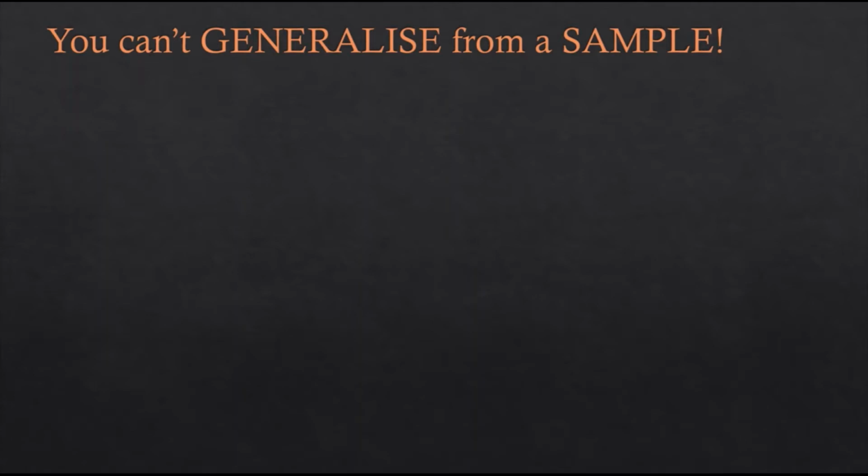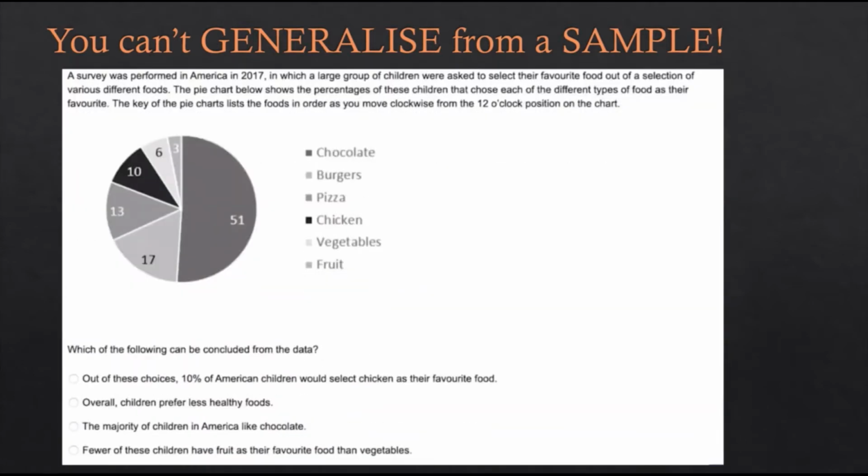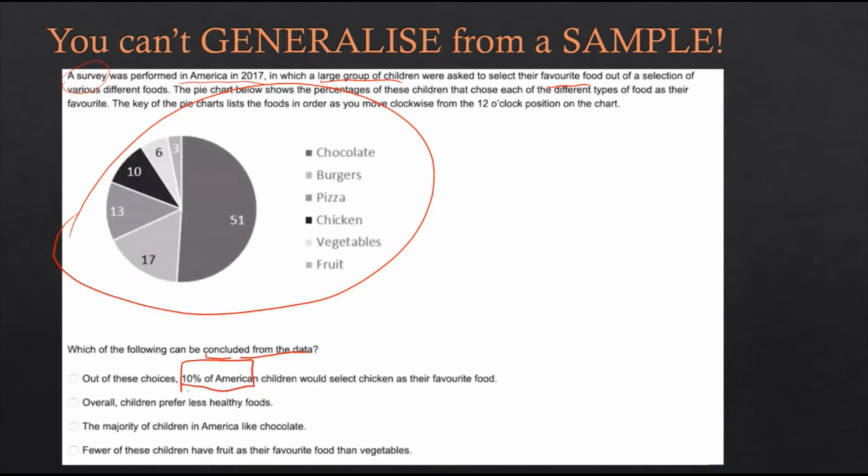You cannot do that. For example, in the example provided, we're being told that a survey was performed in America in 2017 in which a large group of children were asked to select their favorite food. And we've been given the results here in a pie chart, the question is asking which of the following can be concluded from the data. The first option states that out of these choices 10% of American.